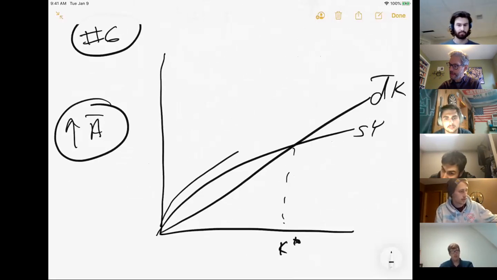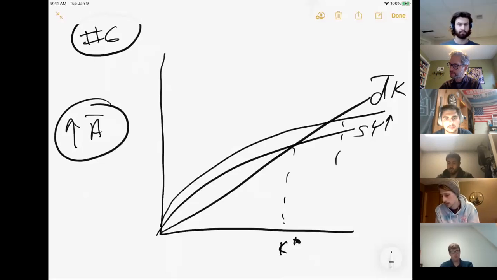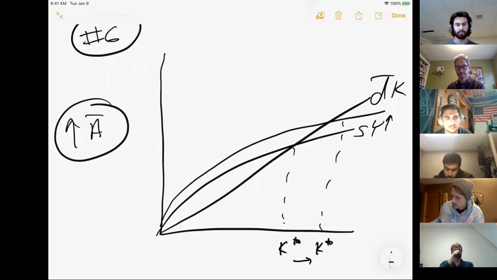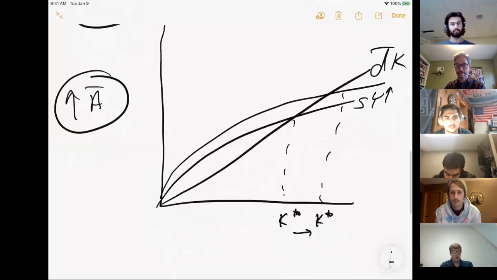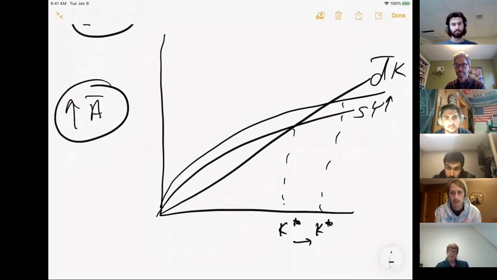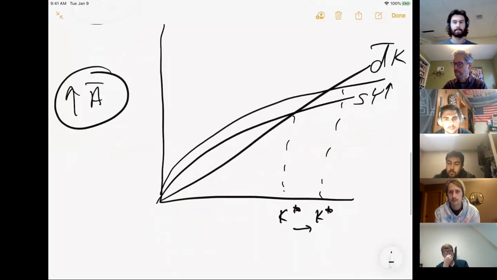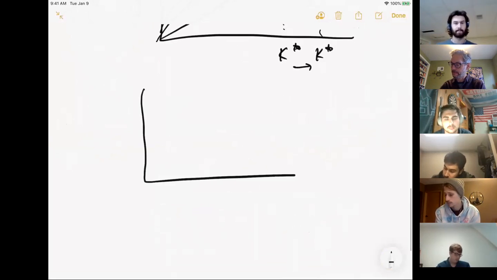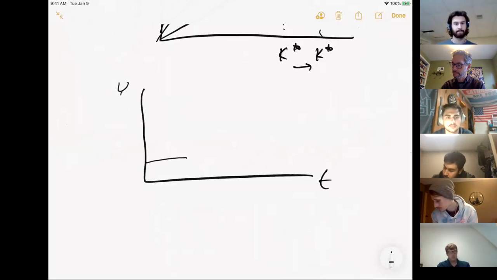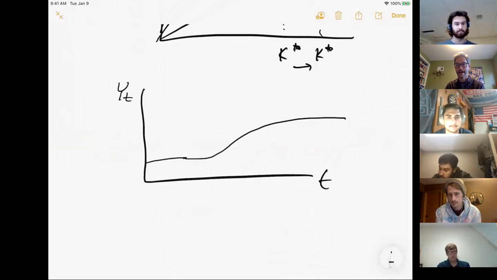Well, an increase in A is going to shift up the production function and move us to a higher steady state. And so what's going to happen in the short run, everybody got that graph? Okay. So then what happens, if the question asks what happens to the level of output? It goes up in the short run, and then it's higher in the long run.